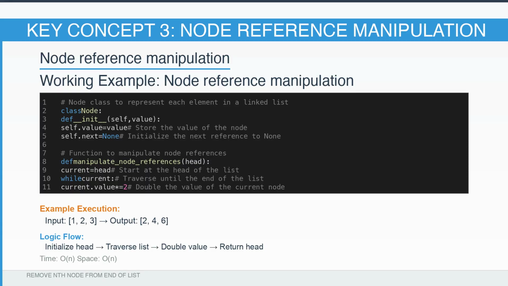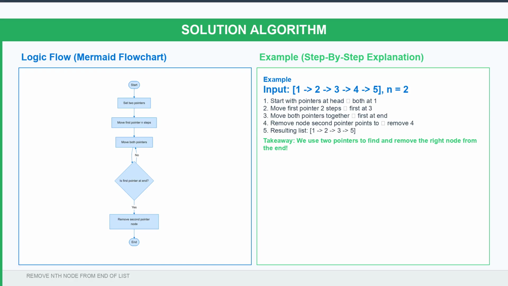in data structures. LeetCode problem 19 focuses on removing the nth node from the end of a linked list. Let's break this down step by step. First, we define our problem. We need to find and remove a specific node from the end of the list, and to do this efficiently, we'll employ a 2-pointer technique.